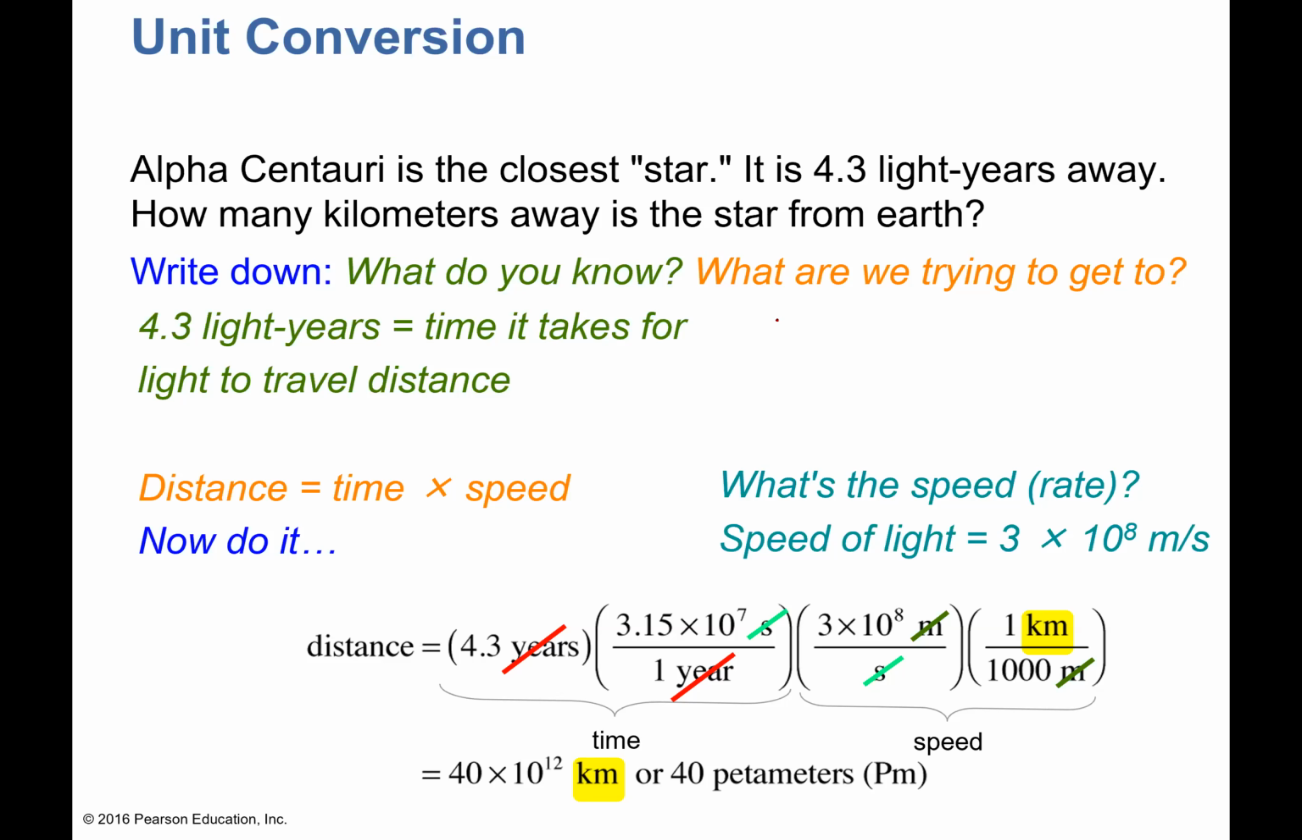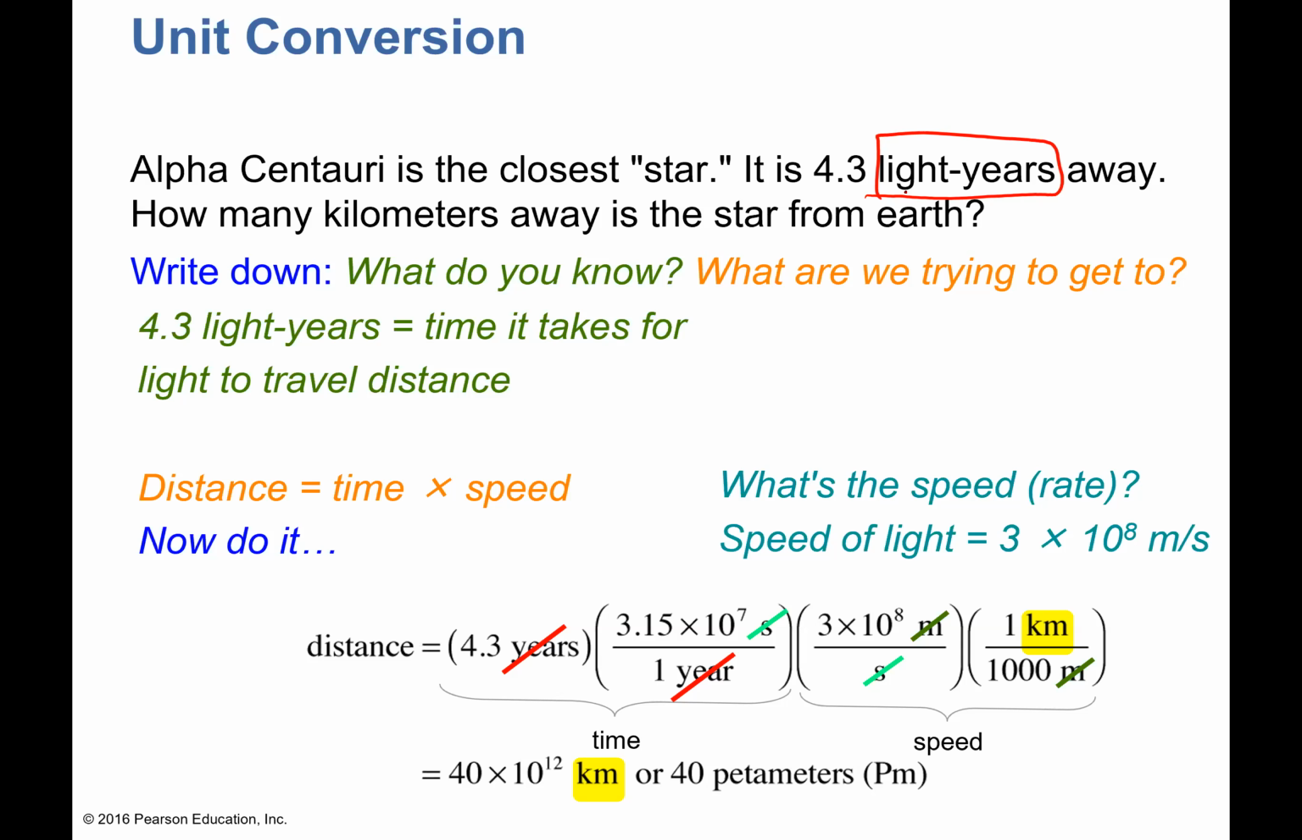So we have Alpha Centauri, which is actually the closest star to us. It is 4.3 light years away. Now, a light year is actually a measurement of length, okay, a measurement of length. And it also tells us information about the time. So in a way, you can think of it like, when the light leaves this Alpha Centauri star, it travels for 4.3 years to get to us, okay? So 4.3 years equals the time it takes for light to travel that distance.